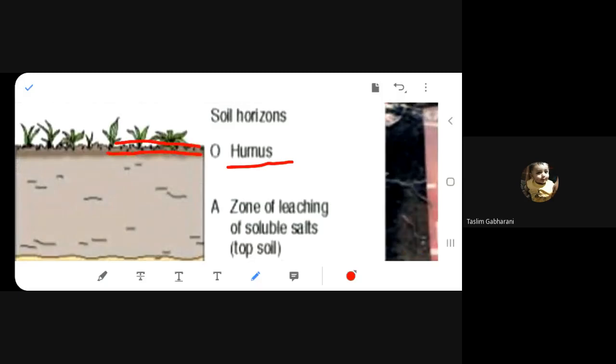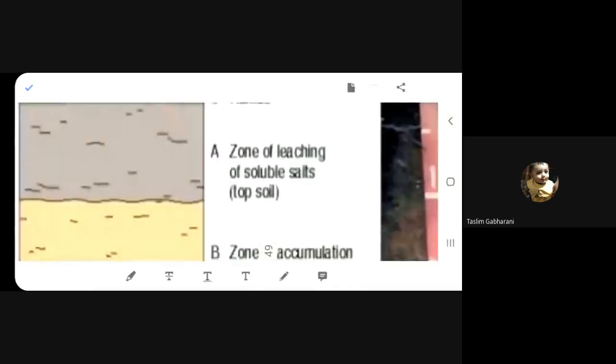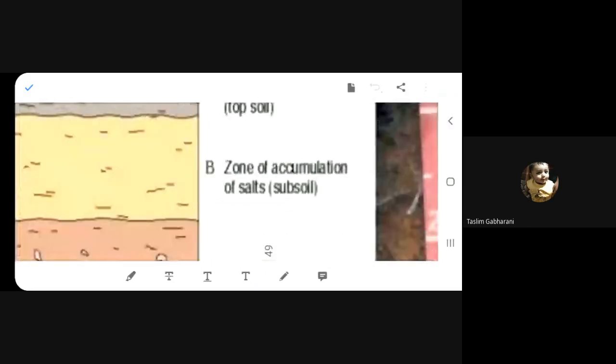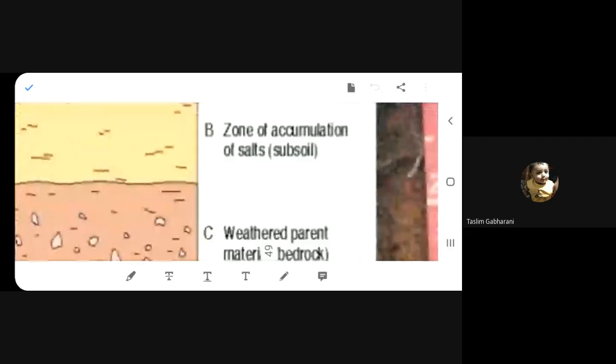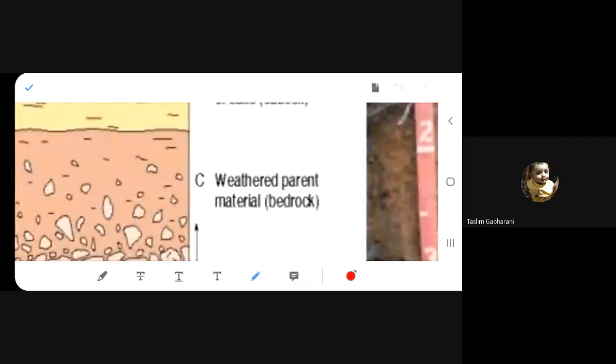This top one is humus. Then we have the A zone, the topsoil, followed by the B zone, that is subsoil. Then we have the C zone, the bedrock or the parent material.